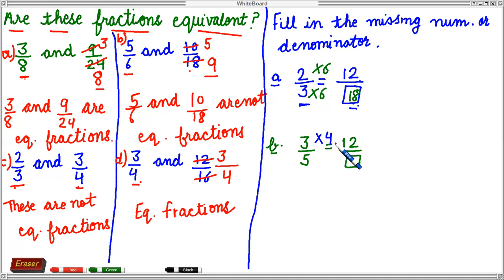In equivalent fractions, we have to multiply the numerator and denominator both by the same number. So we will multiply the denominator also by 4. 5 times 4 is 20. So this we will do when the lowest fraction is given and we have to find the highest fraction. Then we will multiply. See, this was the lowest, 3 by 5, and it is 12 by 20. So it is the highest fraction.